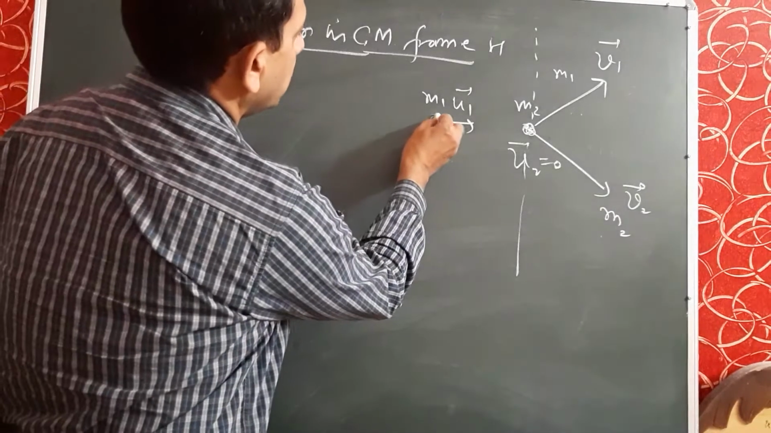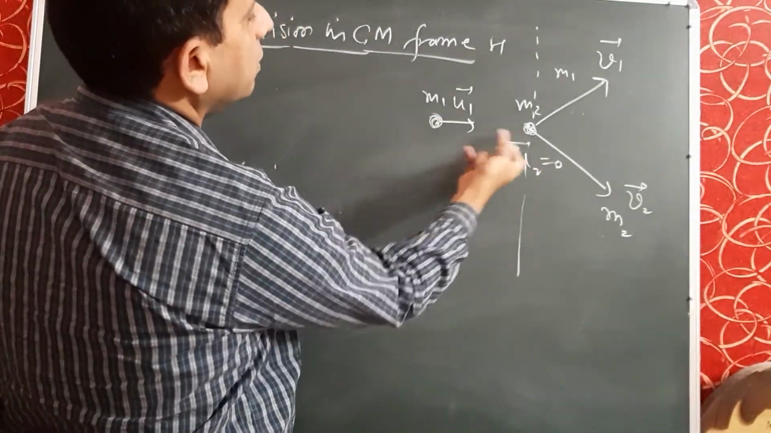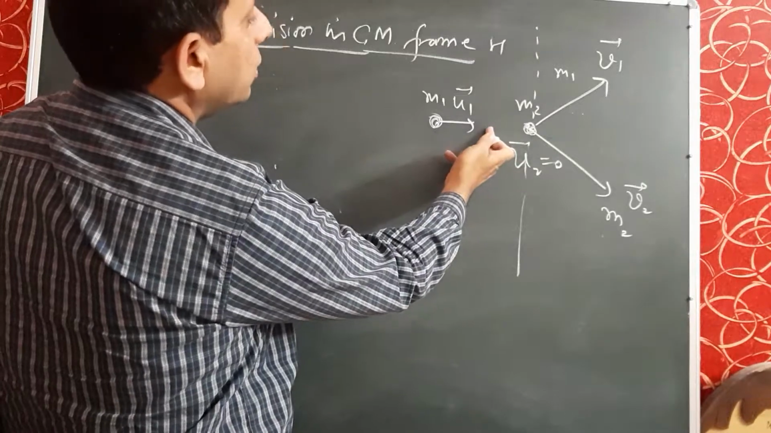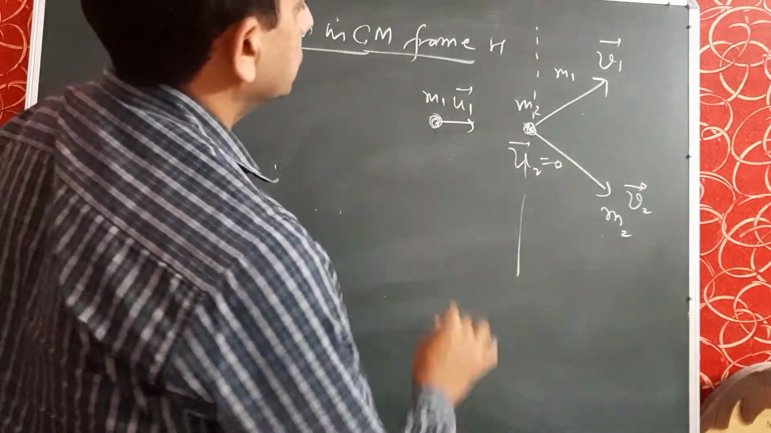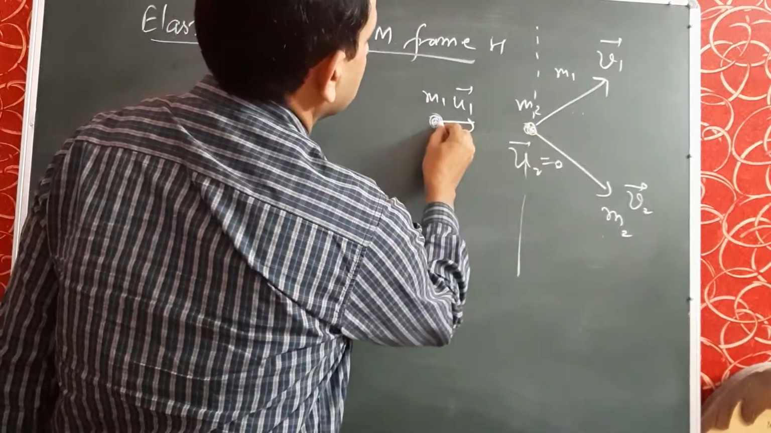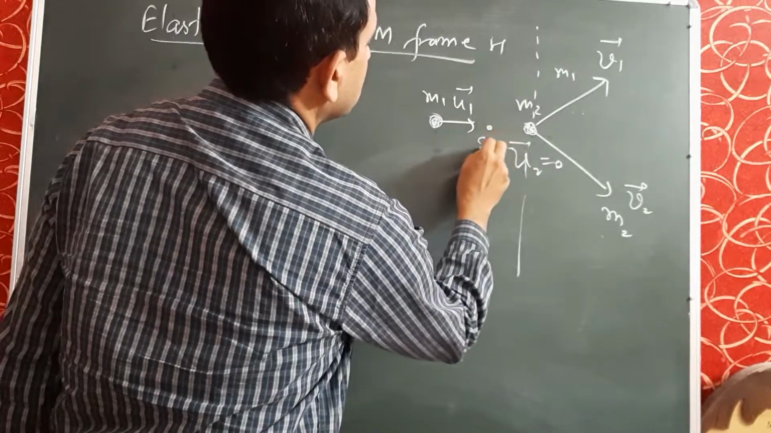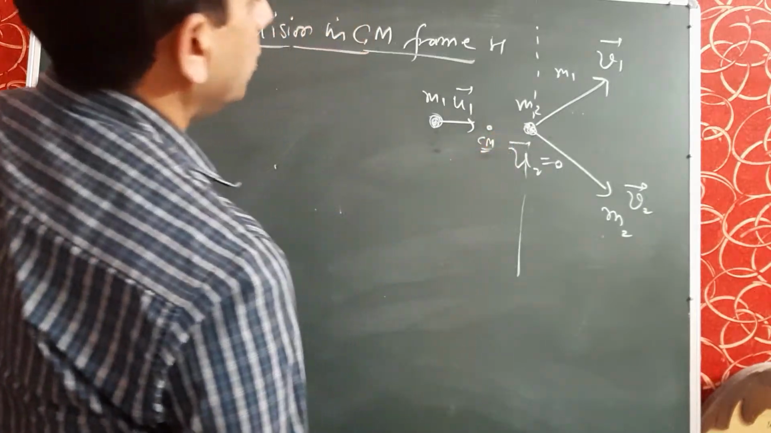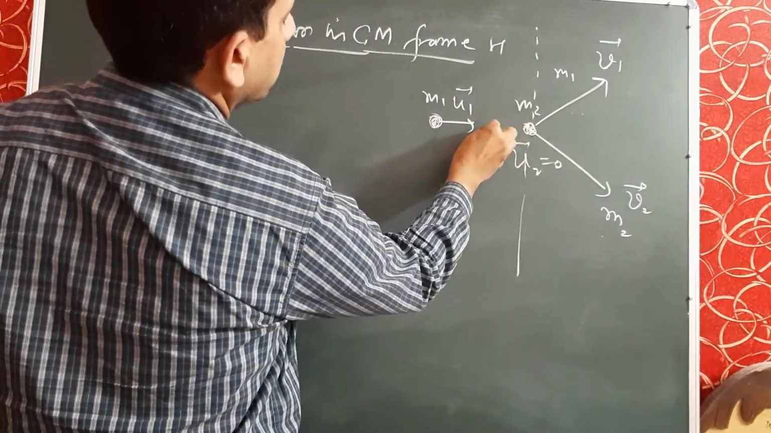We know what the center of mass is. The center of mass of two particles lies at the point where the whole mass of the two bodies is supposed to be concentrated. So let the center of mass of these two particles lie at this position. This is the center of mass, because this is the first particle, this is the second particle, and the net mass is lying at the center.